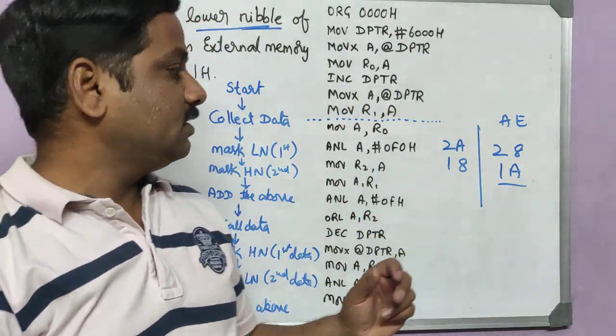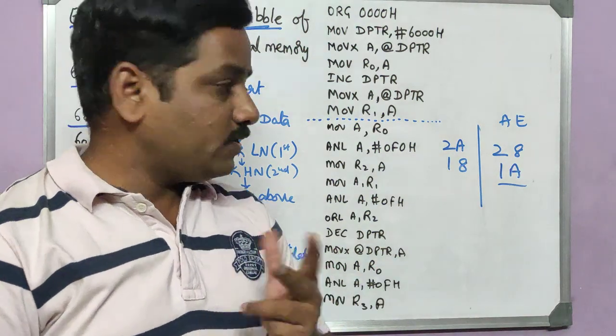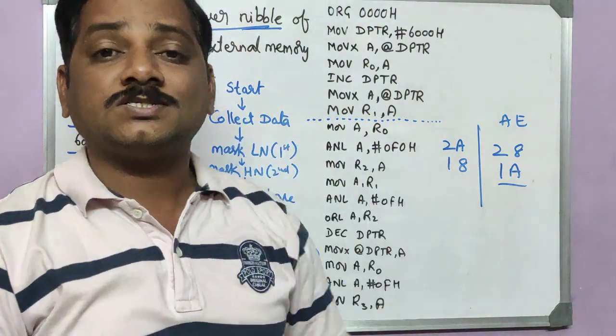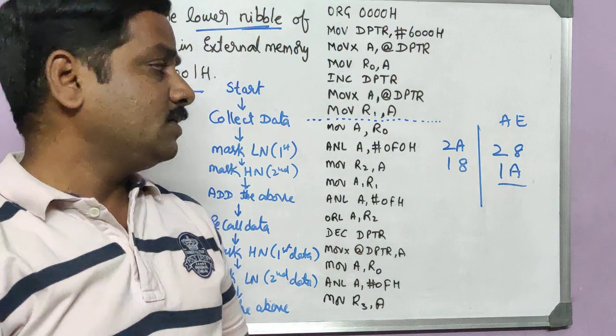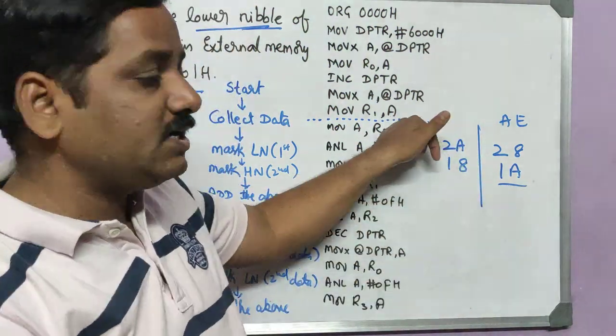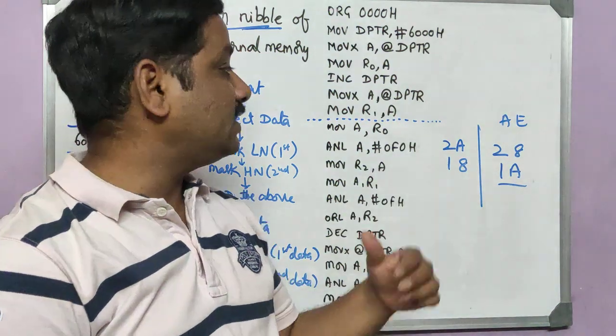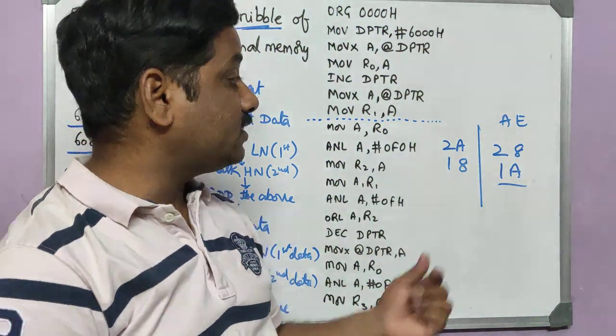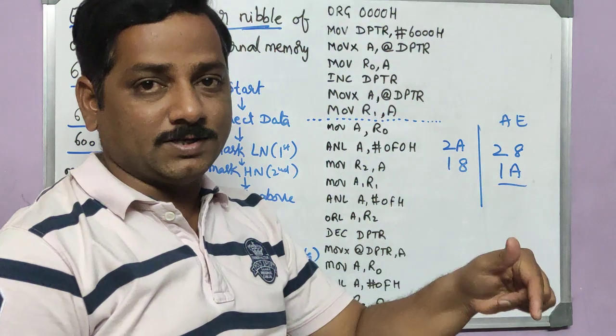So to do an exchange, we have one instruction called exchange in the microcontroller. But that exchange will not deal with only the lower nibble. It will exchange the complete 8-bit data. So that cannot be used in this program because here I need to just exchange the lower nibbles.